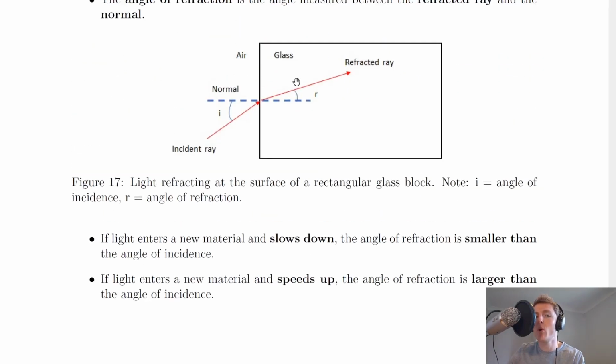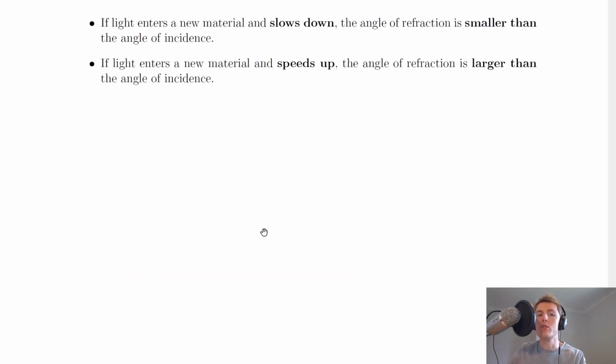So we're going into a more dense material from air into glass, and you'll notice that the angle of refraction over here is actually smaller than the angle of incidence over here. And the opposite is also true. So if light enters a new material and speeds up, then the angle of refraction is larger than the angle of incidence. That's all for this video, guys.